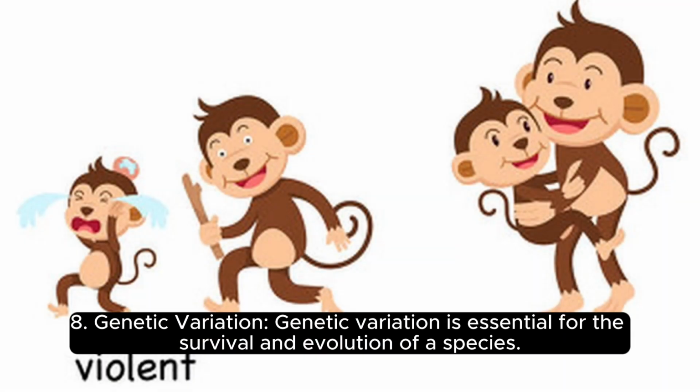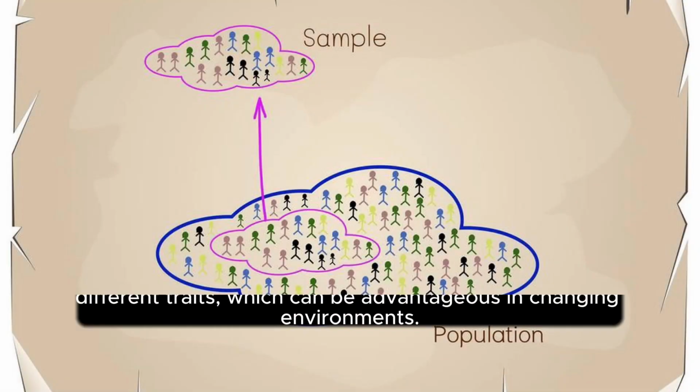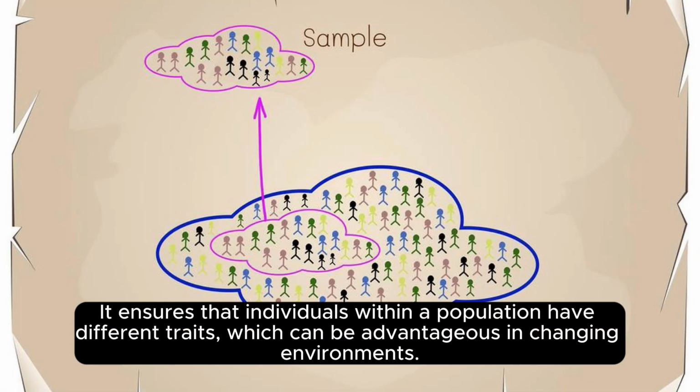8. Genetic variation. Genetic variation is essential for the survival and evolution of a species. It ensures that individuals within a population have different traits, which can be advantageous in changing environments.